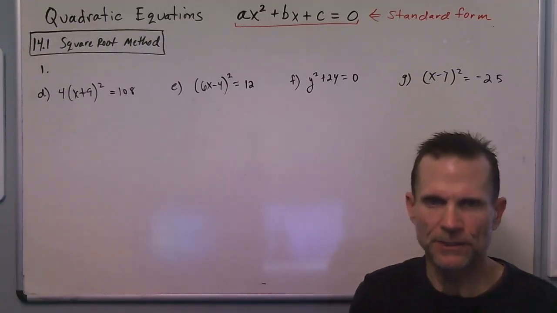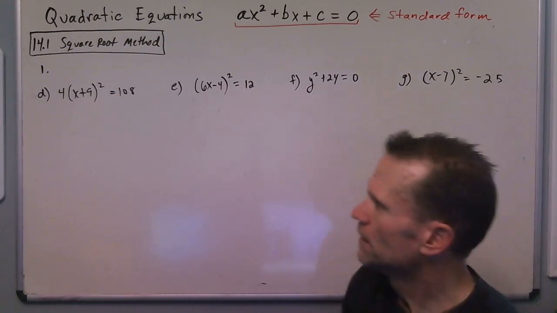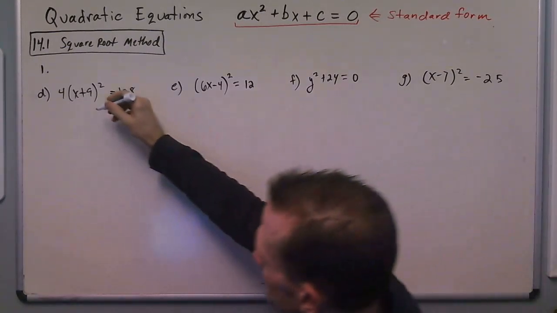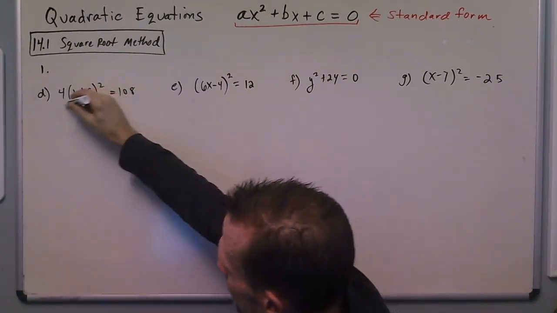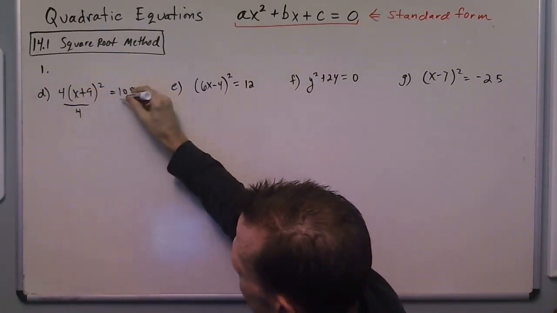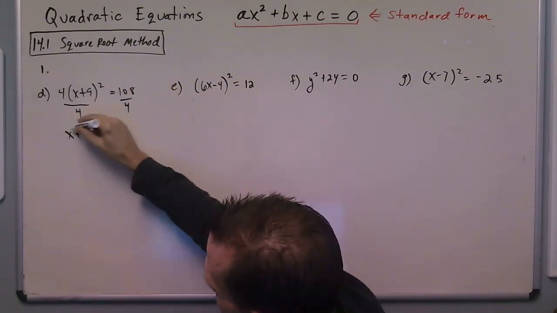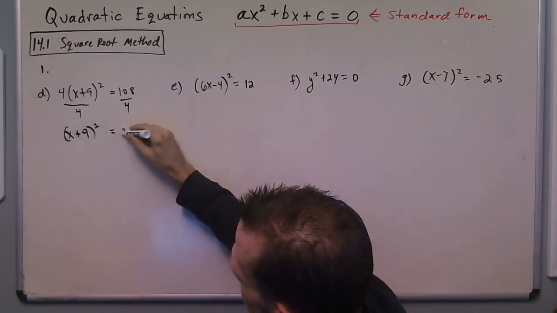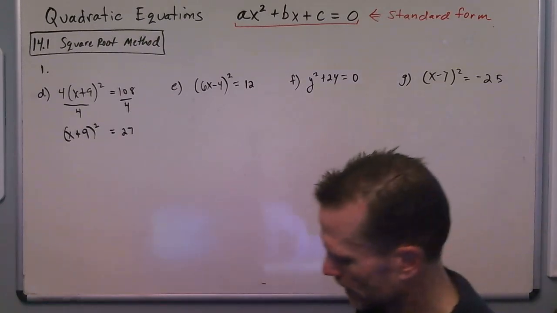Okay, a little bit more practice with solving using the square root method. So what we want to do first on this one is isolate the quantity squared here. So I'm going to divide by 4. And I get x plus 9 quantity squared equals 27.